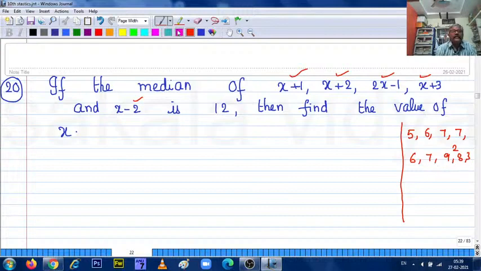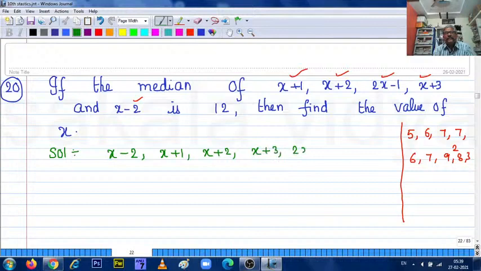So in order, the solution we can write from the given data. The smallest means x minus 2. First you get x minus 2. Next is 5, which is x plus 1. Next is 6, which is x plus 2. Next is 7, which is x plus 3. Next 2x minus 1. They are arranged.